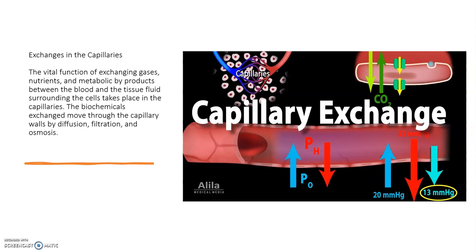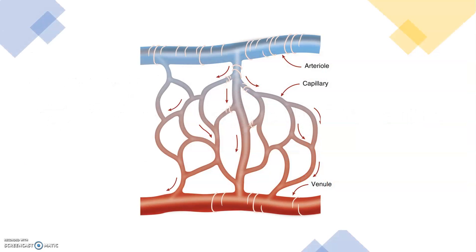Exchanges in the capillaries. The vital function of exchanging gases, nutrients, and metabolic byproducts between the blood and the tissue fluid surrounding the cells takes place in the capillaries. The biochemicals exchanged move through the capillary walls by diffusion, filtration, and osmosis.